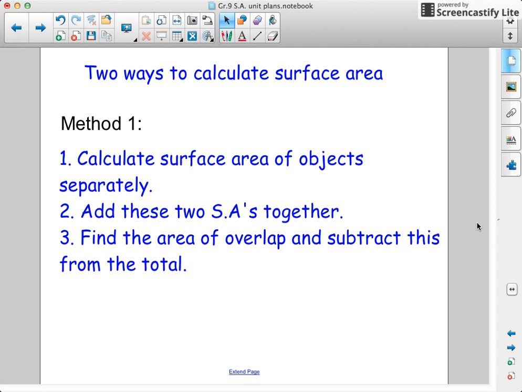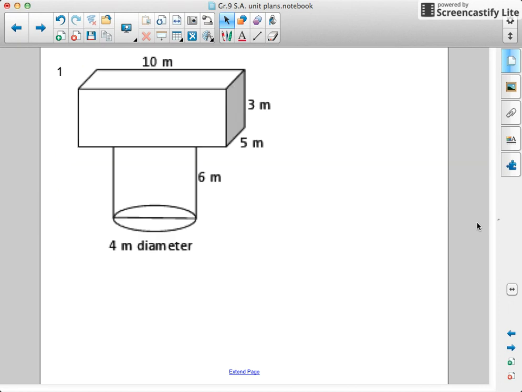We're going to talk about two different ways to calculate surface area of composite objects. So method one, you can calculate the surface area of the object separately, then add these two surface areas together, and finally find the area of overlap and subtract this from the total. So let's do that method for this question.